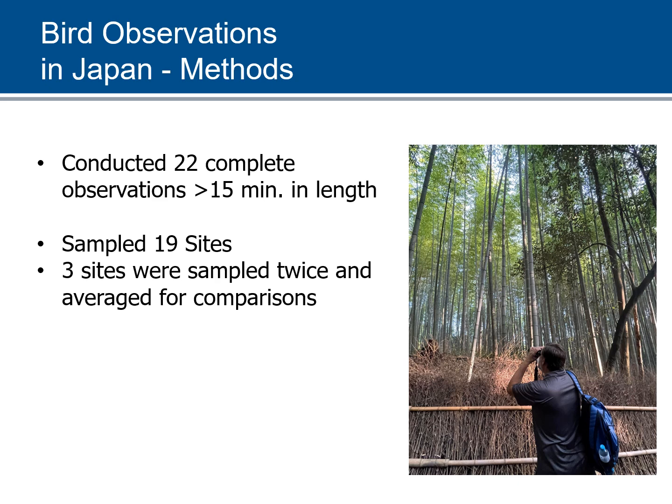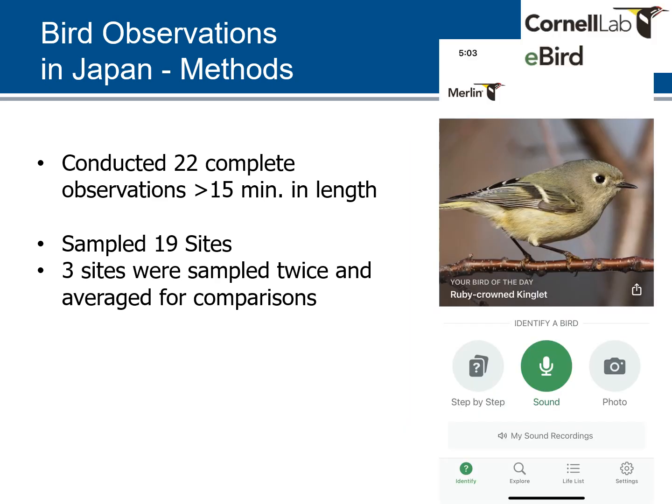Three of the sites were sampled twice, and for those I averaged them for comparison. I looked at the average number of species seen during each sampling site. And then I recorded the data using Cornell Lab's eBird, with Merlin Bird ID to help identify them, mostly the step-by-step identification, and I also used field guides to help identify the birds that were there.